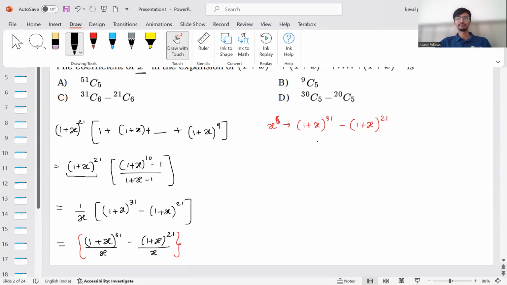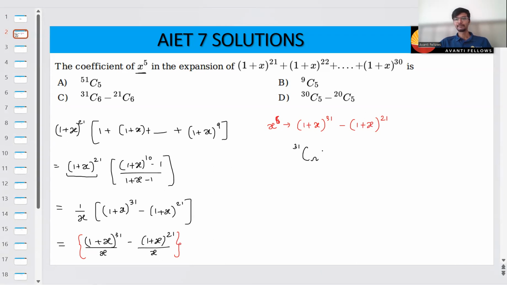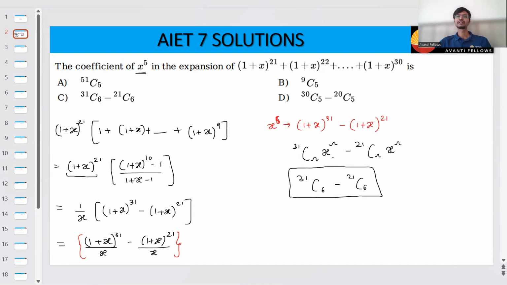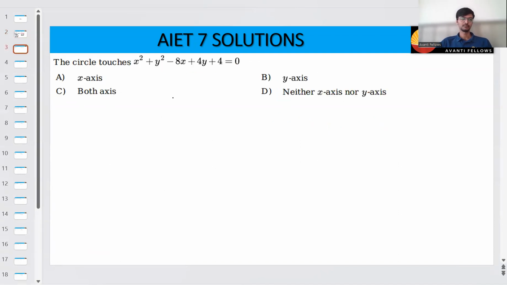What is the coefficient of 1 plus x? What is the general term of (1 plus x), guys? It is nCr x raised to the power r. So we want x raised to the power 6. So 31C6 minus 21C6 is the coefficient. Right? We are not interested in writing x to the power r. So our option is option number C. Correct? Let's move on to the next.